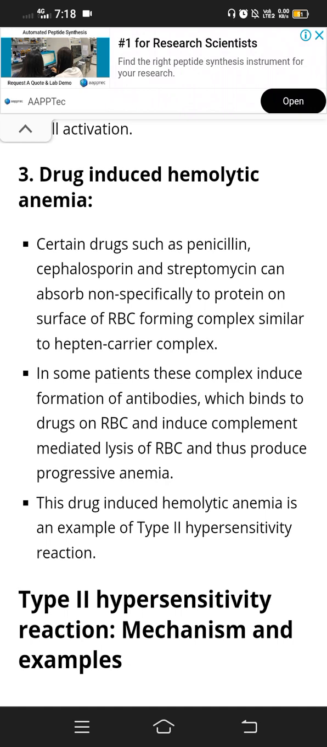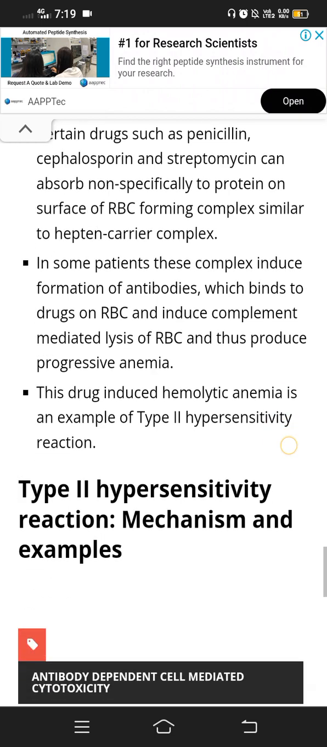Then drug-induced hemolytic anemia. Certain drugs such as penicillin, cephalosporin, and streptomycin can absorb non-specifically to proteins on the surface of RBCs, forming a complex similar to a hapten carrier complex. In some patients, these complexes induce formation of antibodies which bind to drugs on the RBC and induce complement-mediated lysis of RBCs, and thus produce progressive anemia. This drug-induced hemolytic anemia is an example of type 2 hypersensitivity reaction.